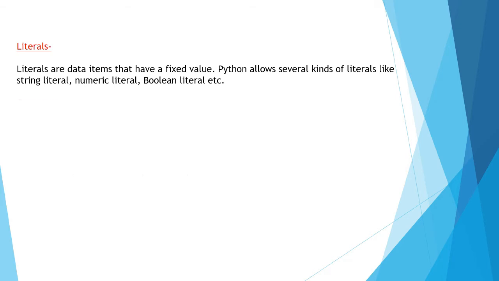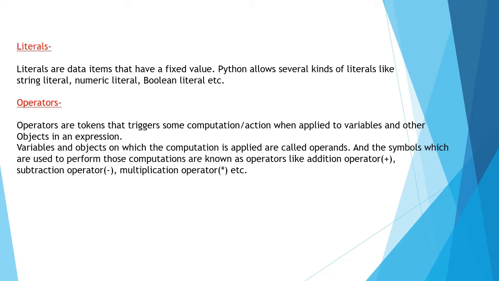Let's move further. Next is the operators. Operators are tokens that trigger some computation or action when applied to variables and other objects in an expression. So whenever you want to start any operation, whatever thing you are going to use in a program, those are known as the operators. The variables and objects on which the computation is applied are called the operands, and the symbols which are used to perform those computations are known as the operators, like addition operator, subtraction operator, multiplication operator, etc.